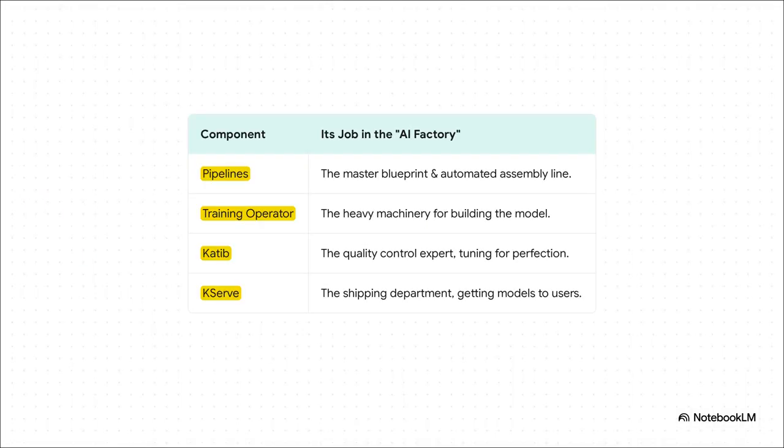And here's how those tools plug right into our AI factory analogy. Kubeflow Pipelines, that's your master blueprint. It lays out every step. The training operator is the heavy machinery doing all the intense computational work. Then you have Katib. Think of it as your quality control inspector, automatically tuning the model so it's perfect. And finally, KServe is the shipping department. It takes that finished model and gets it out to your users, reliably and at scale.